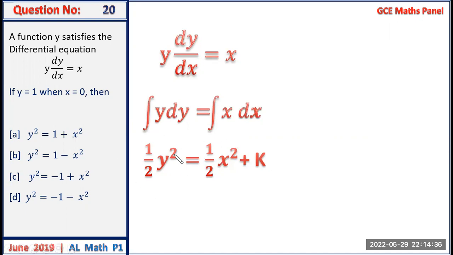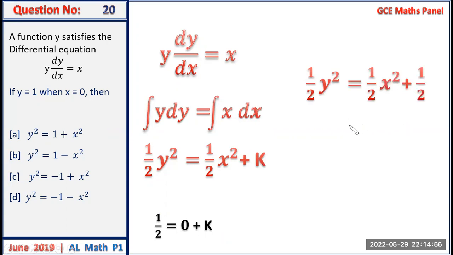Right now, at this step, when x is equal to 0, y is equal to 1, so we can solve for k. If you substitute these values, you are going to have a half is equal to 0 plus k, so our k is equal to a half. From here, if you multiply all through by 2, we are going to have y squared equal to x squared plus 1. So which of these answers do we have? A. Okay, A. Any questions here?